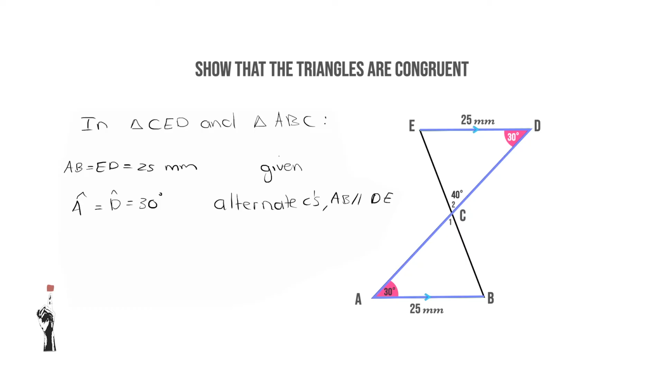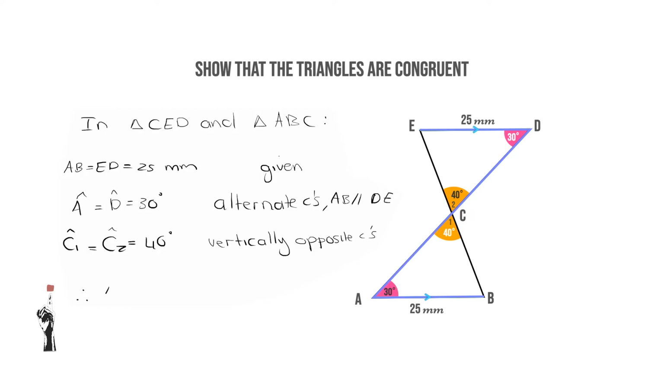Furthermore, I know that angle C2 is the same size as angle C1, since they are vertically opposite angles. That would cause C1 to be 40 degrees as well. So I write that angle C1 is equal to angle C2, which is equal to 40 degrees. And my reason is vertically opposite angles. Now I clearly see that I have 1 corresponding side equal and I have two corresponding angles equal.